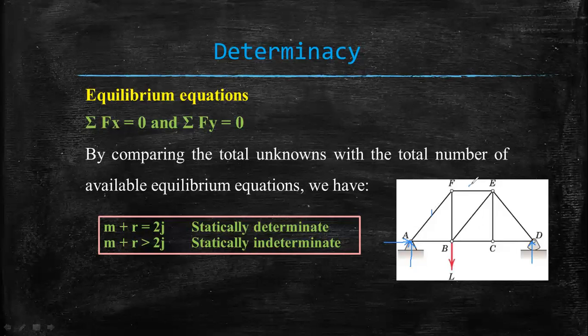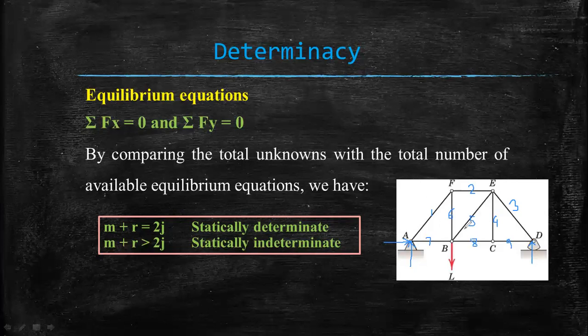One, two, three, four, five, six, seven, eight, nine. So there are nine members, and in each member there will be one unknown member force.